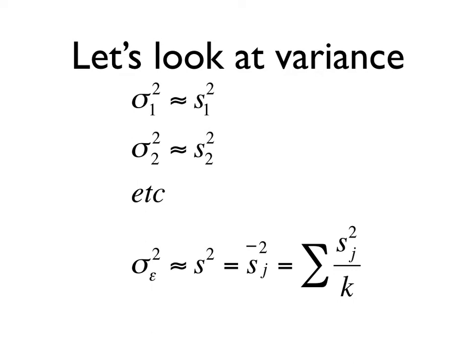The J just means the jth group. J could equal 1, J could equal 2, J could equal 3, eventually up to K. So S squared sub J divided by K is the summation of all the variances: variance for group 1 plus variance for group 2 plus variance for group 3, divided by the number of groups. That should be the same as the variance for everybody.